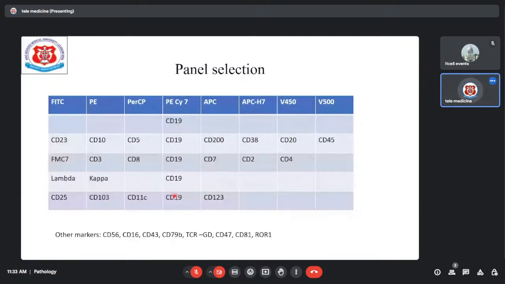All B markers. The next tube has the clonality tube with kappa and lambda, and then we have a tube to check for the presence of hairy cells. And further, you can add a new panel.